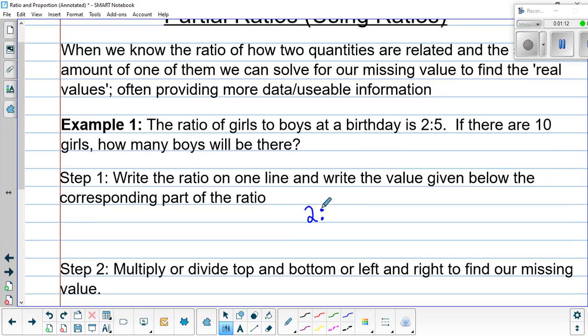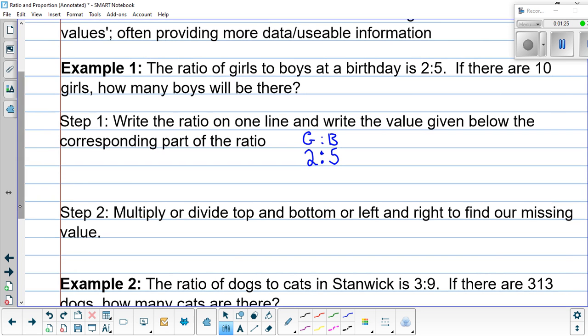So 2 to 5, the ratio and the values. Here we're doing girls to boys, right? 2 to 5. So now what do we do if there are 10 girls? We're going to write these 10 girls below, and I'm going to still set it up as a ratio because we're in the ratio section.